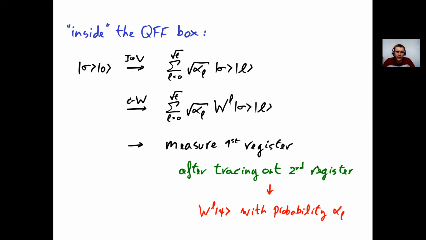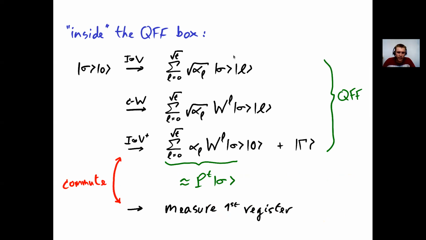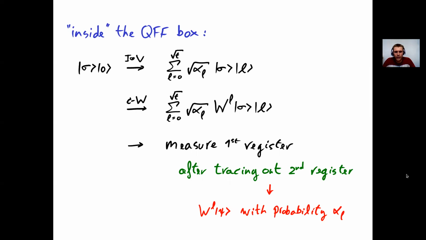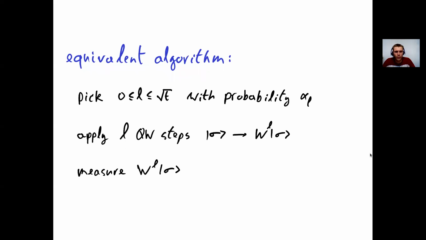So what we proved is that this full scheme, which was actually quite long, is equivalent to just implementing this operator W to the L with probability alpha_L. And this gives us the following equivalent algorithm. We might as well pick a parameter L between 0 and square root t with probability alpha_L, then apply L quantum walk steps, where L is this random variable. So that maps sigma to W to the L sigma. And finally, we can measure this state. And since the original algorithm returns a marked element with constant probability, also this algorithm will do so.